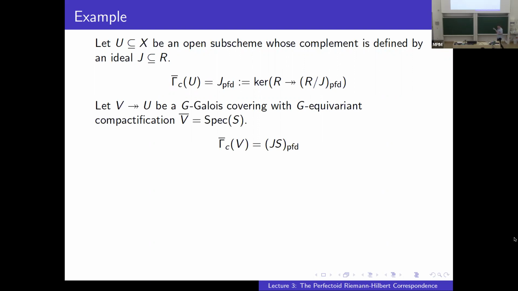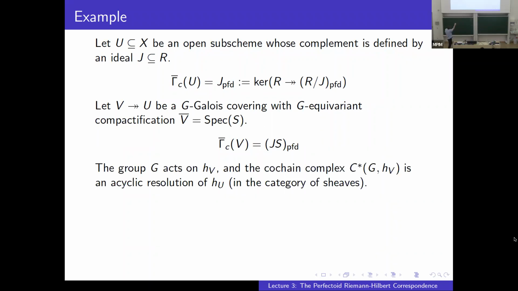It's obtained by more or less the same construction, except rather than getting an ideal inside of R, you get an ideal inside of S. Now in this situation, this group G is acting on the abelian sheaf HV, and the fixed points for that action is the abelian sheaf represented by U. In fact, you can be a little more precise. The sheaf HU has an acyclic resolution given by the cochain complex of G acting on HV.